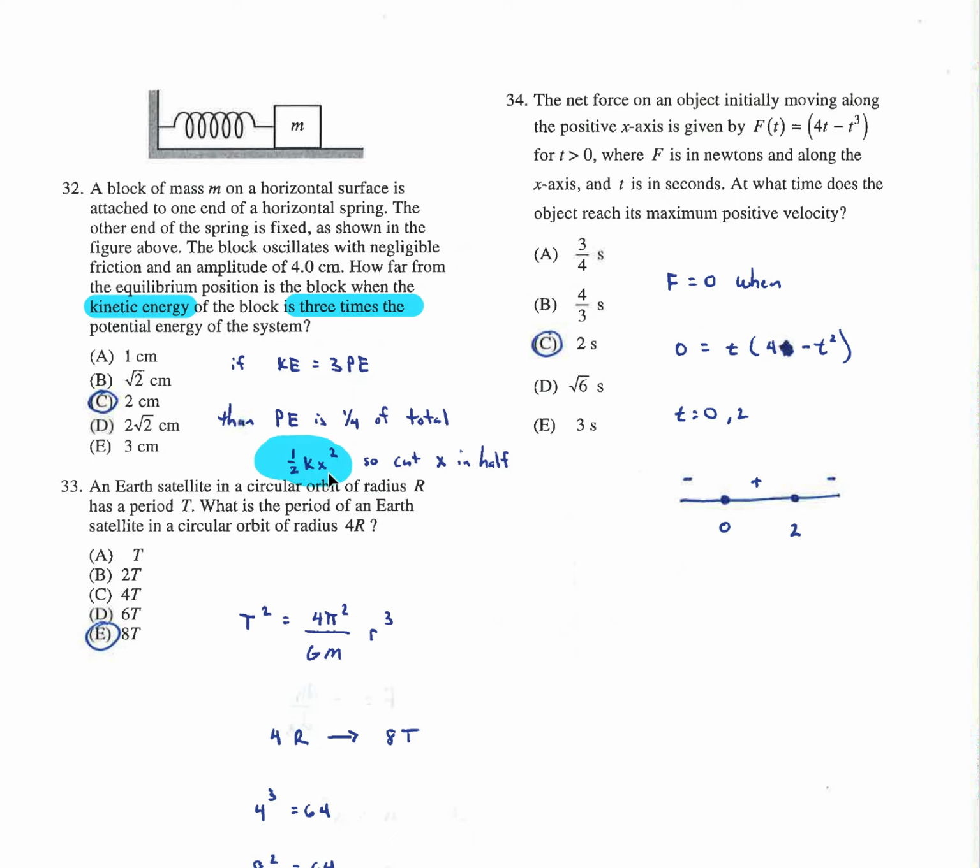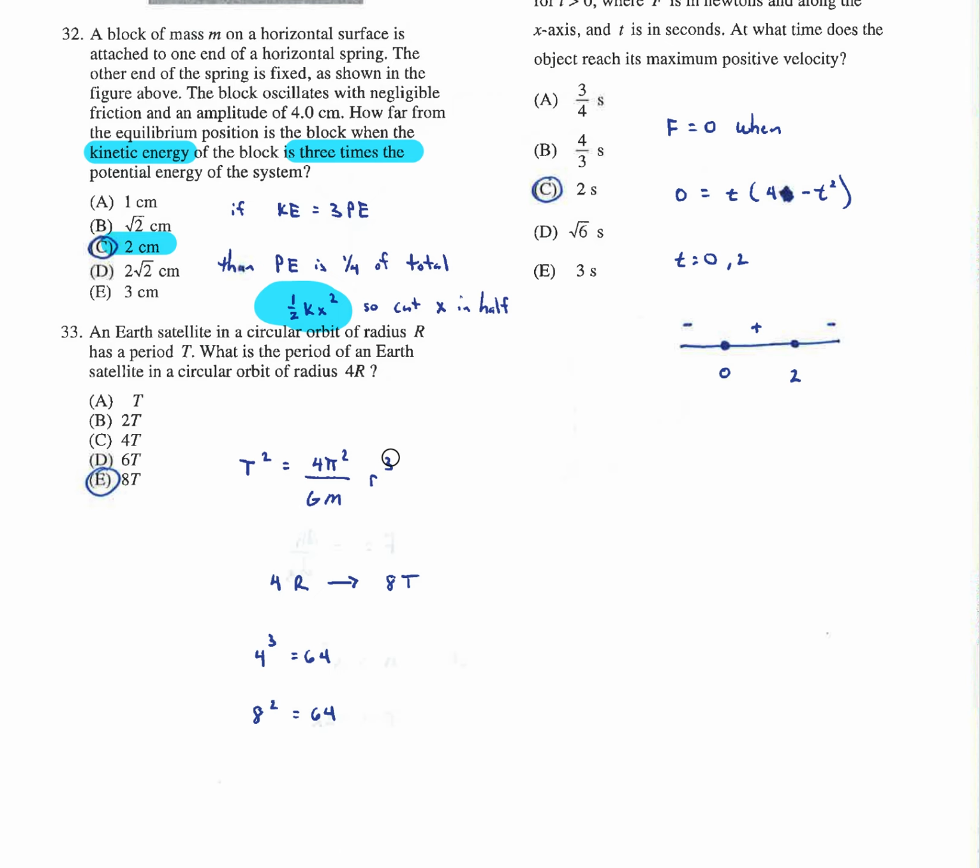If we make x over 2, we're going to make the potential energy 1/4 of the total, which would make the kinetic energy 3/4 of the total, which would make the kinetic energy 3 times the potential. Again, cutting x in half cuts the potential to a quarter, which leaves 3/4 of the energy to kinetic. 3/4 is 3 times 1/4. So just cut 4 centimeters in half and get 2 centimeters. That's a whole double, triple question.